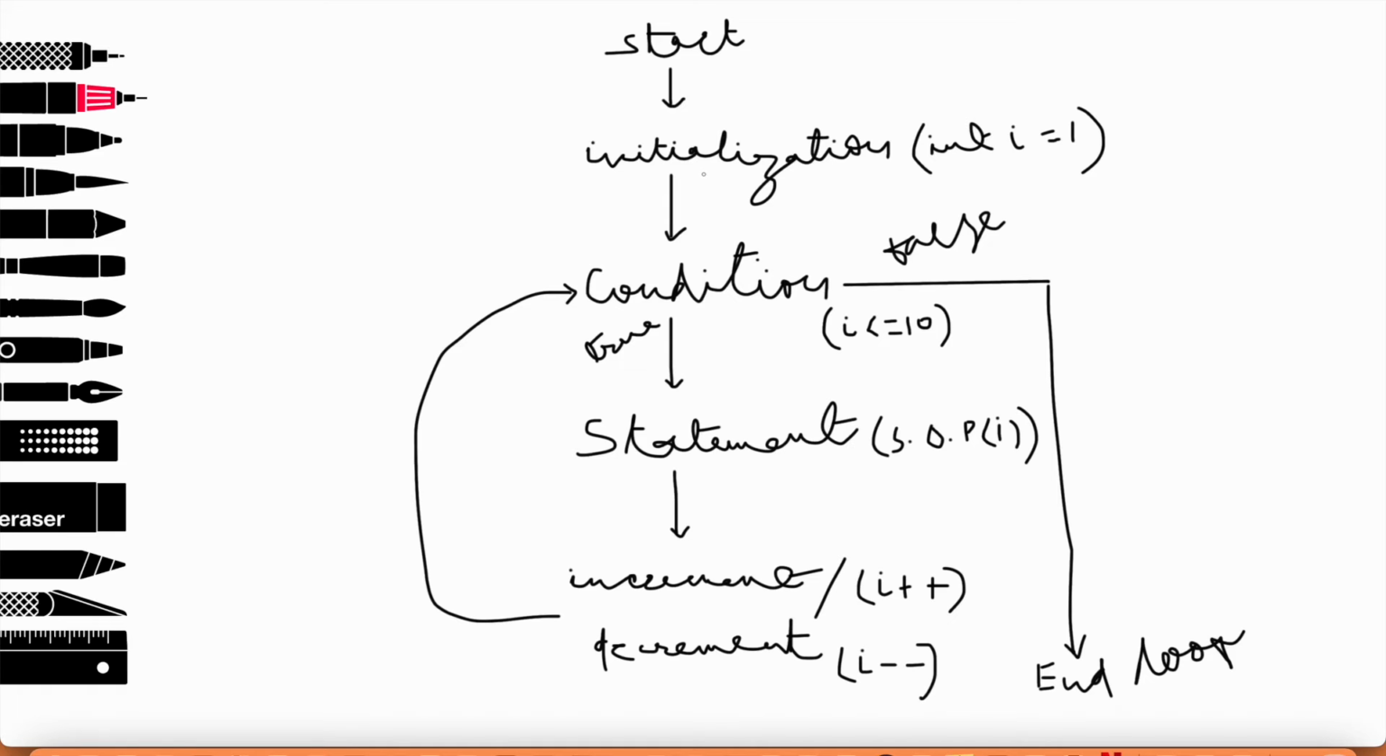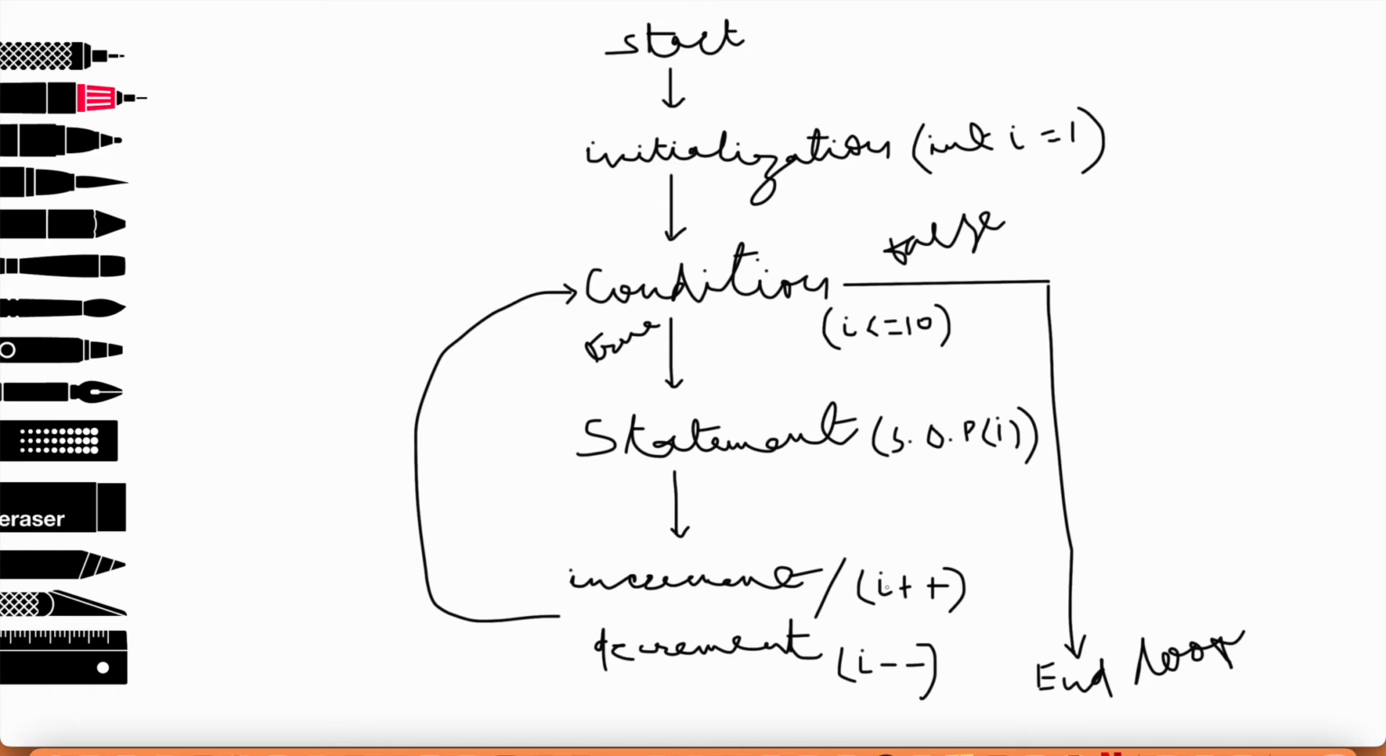So first of all we need to initialize the data type. Suppose I have declared int I equal to 1, then it will check the condition. Suppose the condition is I less than or equal to 10. So it will check the condition. Condition is true, 1 is less than 10, so it will go to statement. So it will print I, that is 1. Okay, then it will increment.